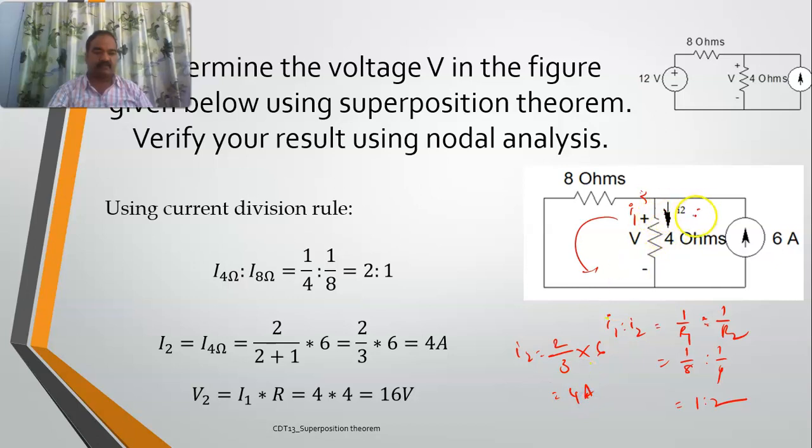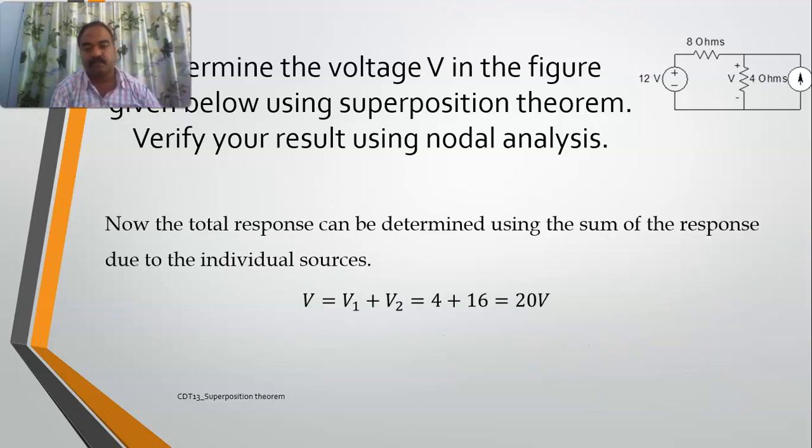So if 4 amperes is flowing here, what is the voltage drop here? 4 into 4, 16 volts. Any of the methods you can employ: current division, voltage division, nodal analysis, mesh analysis. So now, when the first source was acting, it was 4 volts. When the second source was acting, it was 16 volts. So totally, how much is it? 4 plus 16, it was 16, right? So 20 volts is the answer.